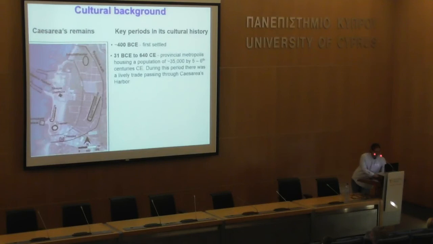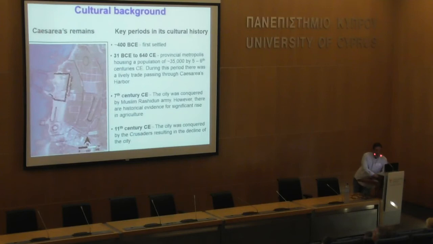It was then conquered in the 7th century by the Muslim army. However, there is historical evidence for a significant rise in agriculture. Then by the 11th century, it was conquered again, only this time by the Crusaders. This resulted in a huge decline in its population and also its city boundaries.